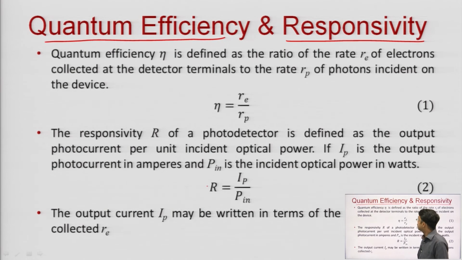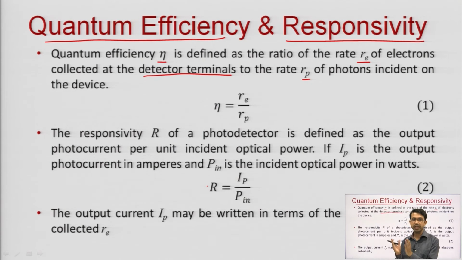So, what is quantum efficiency? It is denoted by eta. Quantum efficiency is the ratio of the rate of electrons collected at the detector terminals to the rate of photons incident on the device. How many electrons are collected at the terminal and how many photons are falling on the detector, on the device.